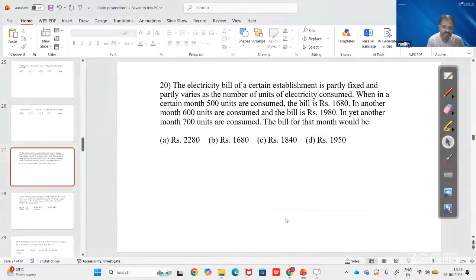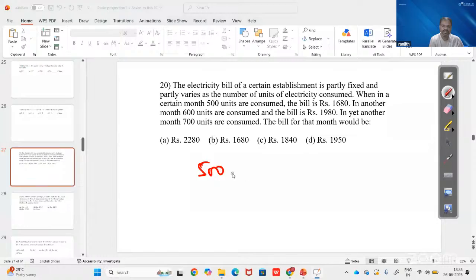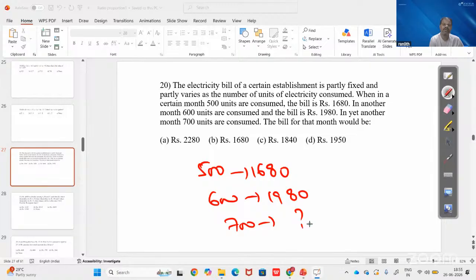So 500 units equal to 1680. 600 units equal to 1980. 700 units equal to what is the value? Just look at here. So what is the relationship between 500 to 1680?